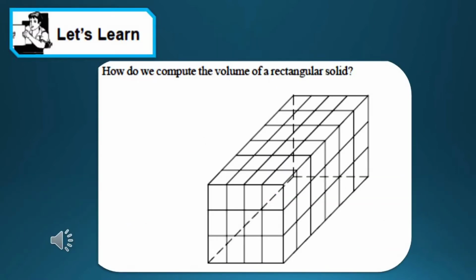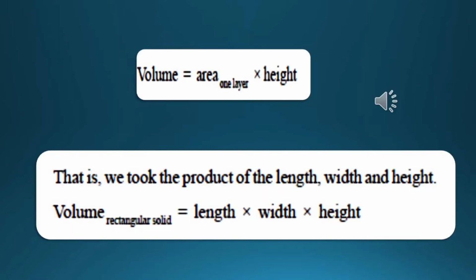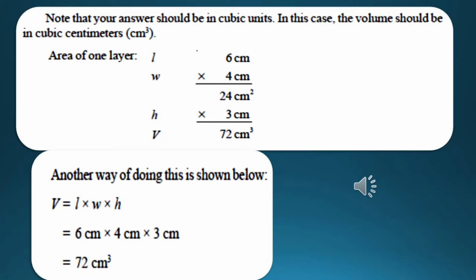How do we compute the volume of a rectangular solid? Volume is equivalent to the area of one layer times height. That is, we take the product of the length, the width, and the height. Thus, the volume of a rectangular solid is equal to the length multiplied by the width and the height. Note that your answer should be in cubic units. In this case, the volume should be in cubic centimeters.